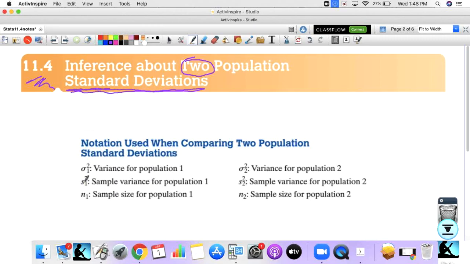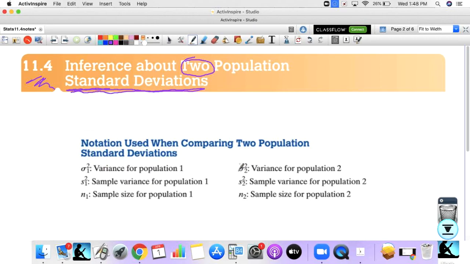So then the S is sample, okay? And normally we would say it's sample standard deviation, but once you add the squared to it, it means that we need the sample variance, okay? The sample variance. And then again, the sub 1 means population 1, and this isn't anything new. That's just our sample size of our population 1. So when you see this, they're referring to variance of the population, because of the symbol, from the first sample.